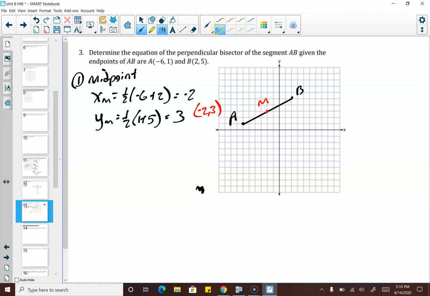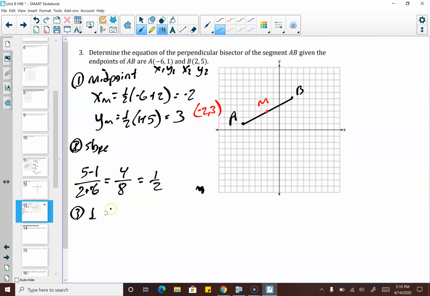Okay. The next thing we have to do is we have to find our slope. Same deal. I'm going to find this algebraically. y2 minus y1 over x2 minus x1. So that gives us 5 minus 1 over 2 minus negative 6. 5 minus 1 is 4. 2 minus negative 6, plus plus, gives us 8, gives us a slope of 1/2. Third, need to make that slope perpendicular. So 1 over 2 gives us a perpendicular slope of negative 2.